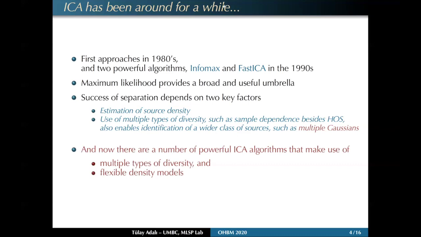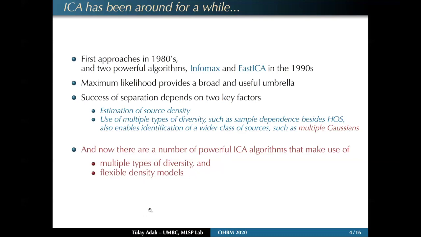So given that Infomax and FastICA, indeed, they've been around for quite some time, and there are also a number of different flavors of those, but I would like to emphasize that even though still there is a tendency to go back to these old classical algorithms, now we have a good number of powerful ICA algorithms that incorporate multiple types of diversity and with flexible density models.